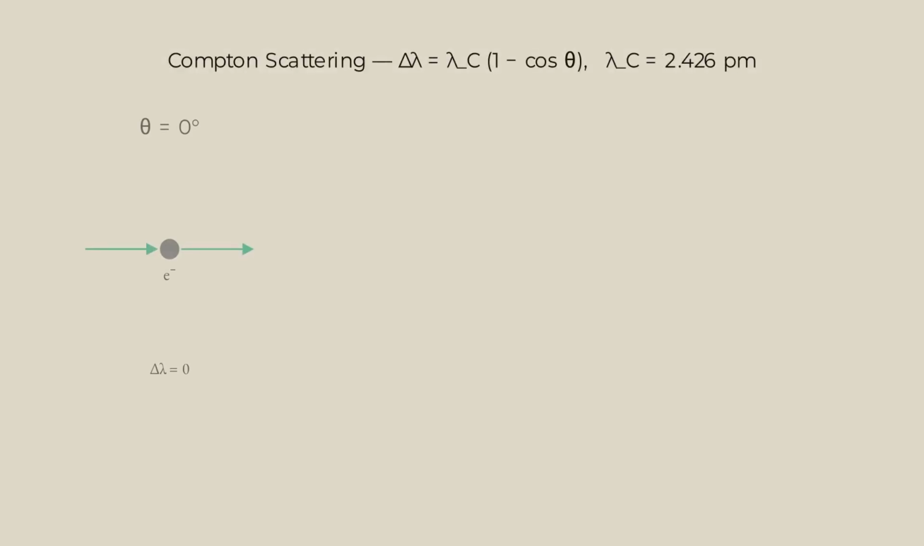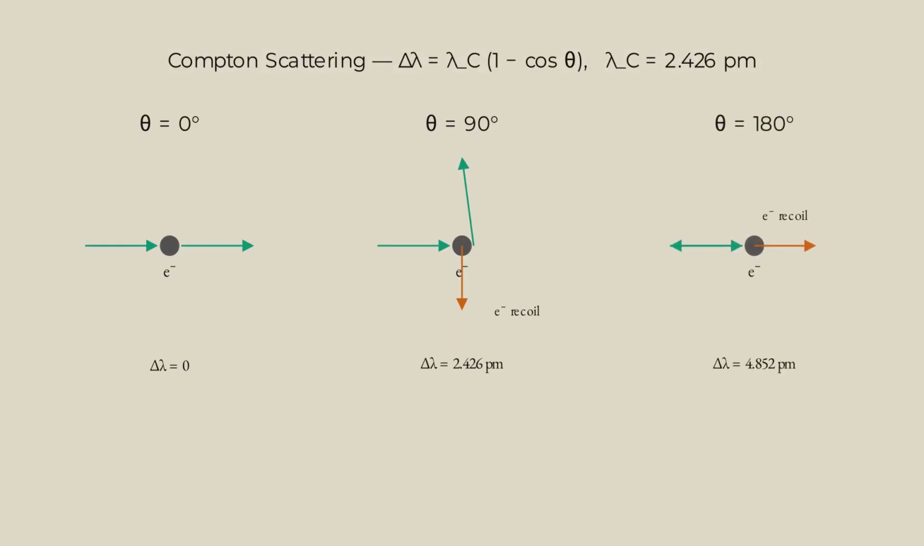Run it. 2 checks. At 0 degrees, delta lambda is 0. The photon passes unchanged. At 180, delta lambda doubles. The photon fully reverses. These are the boundary cases. If either fails, the formula is wrong. Both hold here. The collision geometry is sound.